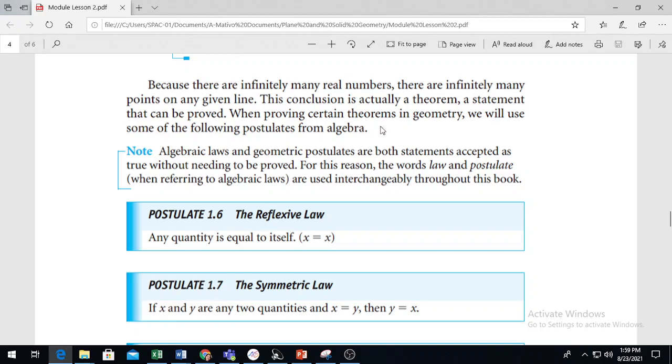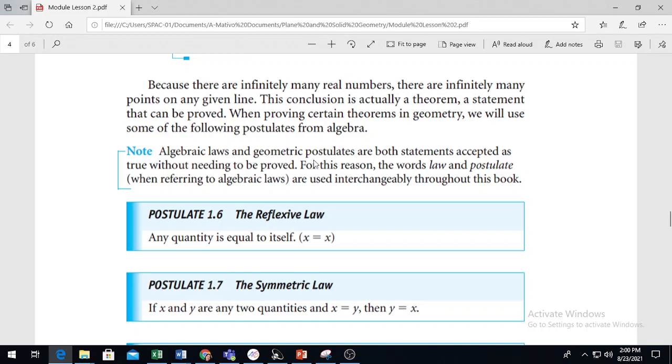So, from postulate 1.1 to postulate 1.4, we don't have names of the postulates, but in postulate 1.5, we already call it the ruler postulate. Now, let's proceed with these algebraic postulates. Let's emphasize the note first.